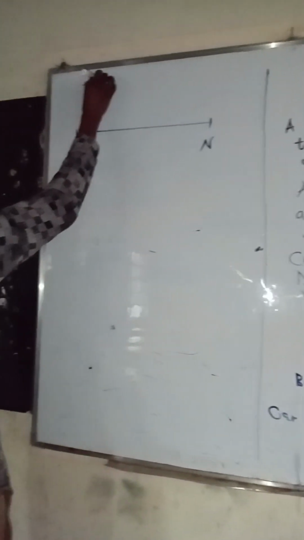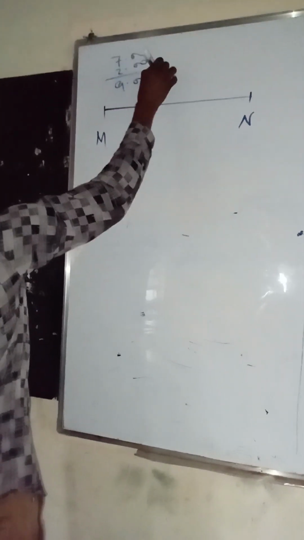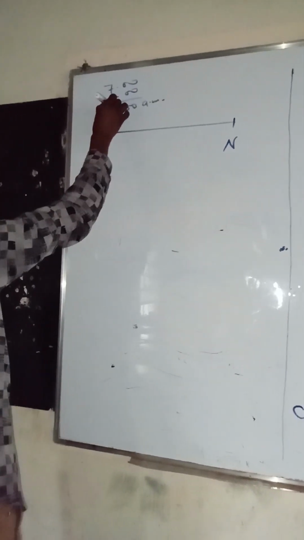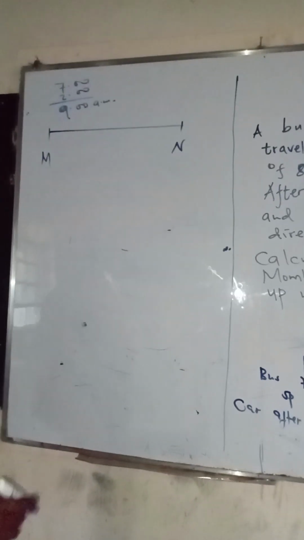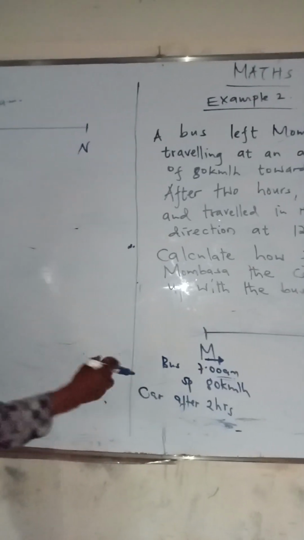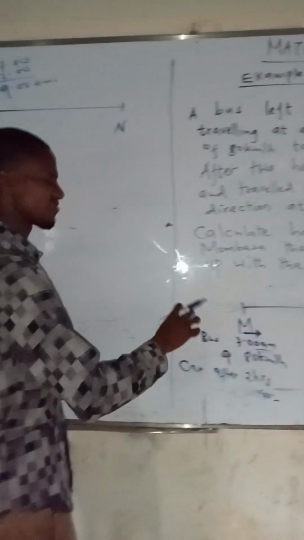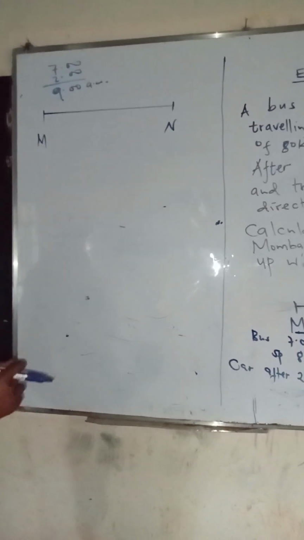So 7:00 plus 2:00 will give us 9:00 a.m. This is the time that the car is starting the journey. That means there is this 2 hours difference. So what was happening within those 2 hours? One vehicle was moving while the other one was at rest.